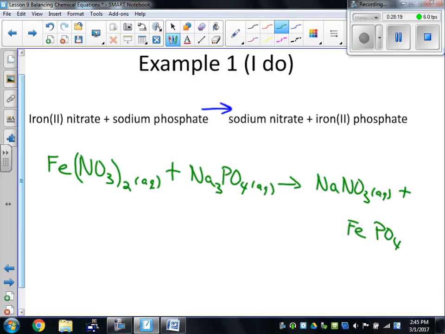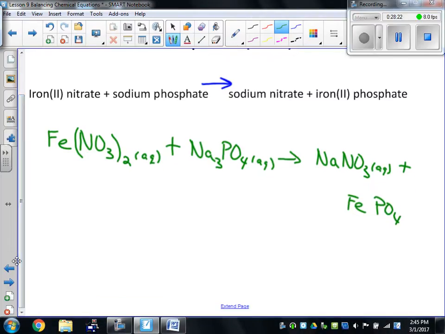Now, let me move this up here. Iron is a 2 plus. Phosphate is a 3 minus. So the 2 has to come over and down. I will need to put brackets here, 2. The 3 is going to come over and down, and I'll put a 3 there. Question so far?